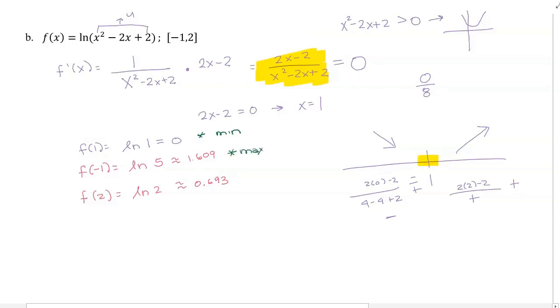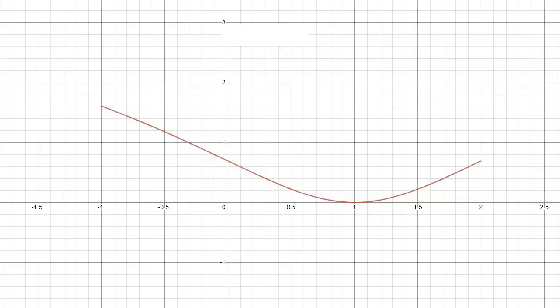Then I'm just going to double check my answer by graphing. Here is that function with the bounds put on it, and we see that at x equals -1, this will be the absolute max on this interval. And at x equals 1, this will be an absolute min on this interval. And then when we checked x equals 2, this isn't a max or a min.